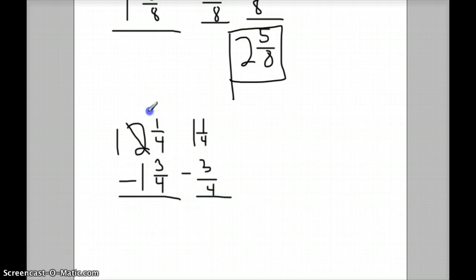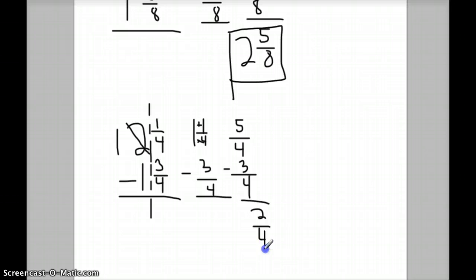So remember, I'm looking at this as if it's two different problems, my whole numbers and my fractions. So now I have to make this into an improper fraction. So I multiply my 4 times my 1, which gets me 4, plus my 1, which is 5. So I get 5/4 minus 3/4. And when I do that, I get 2/4. So now I have this. 1 minus 1 is 0. So I know I'm not going to have to bring anything over here.